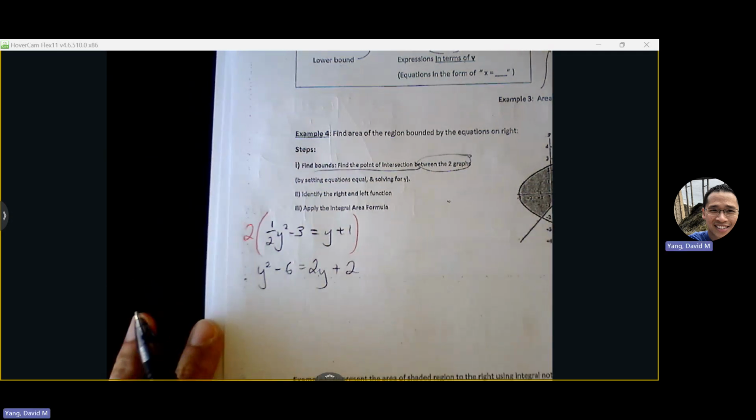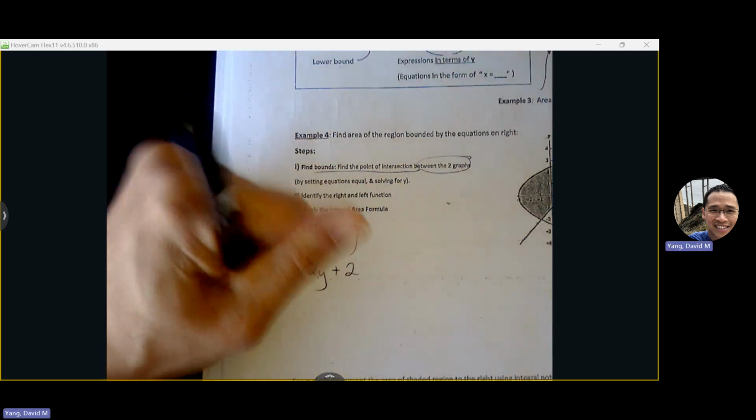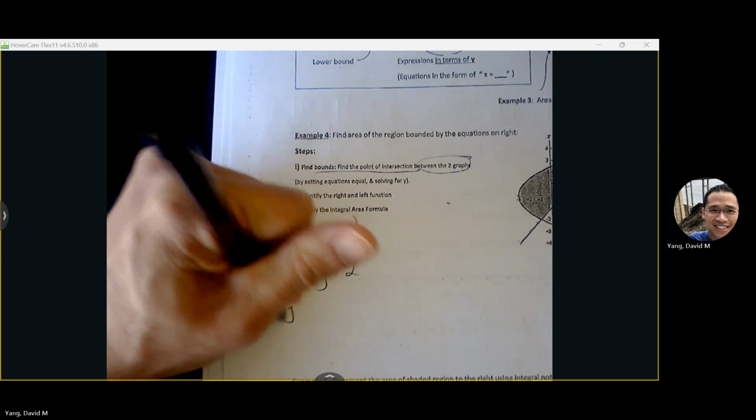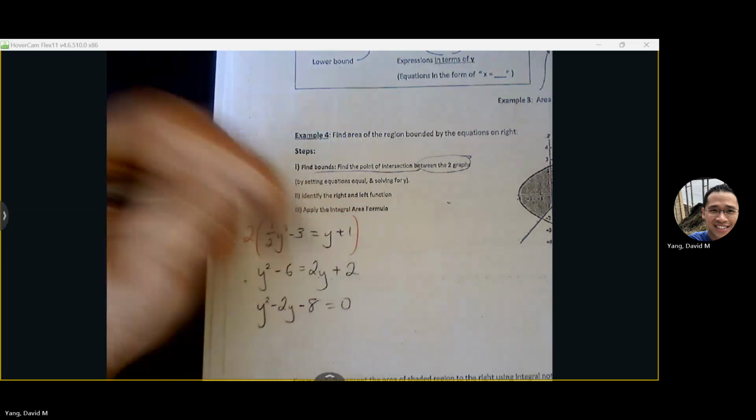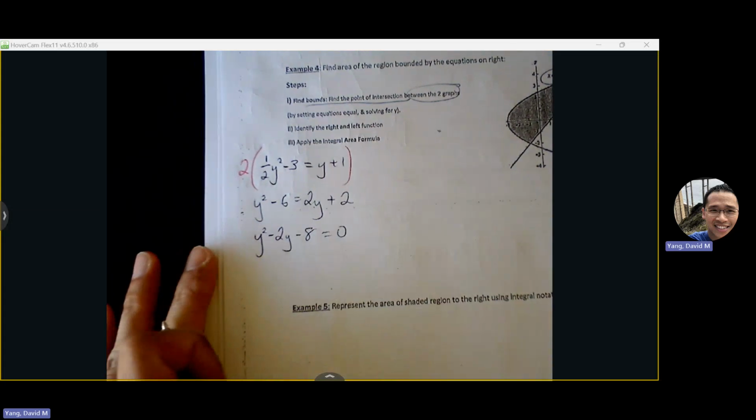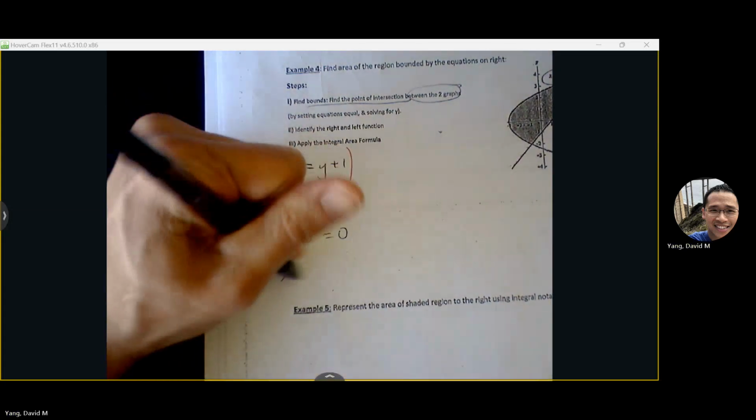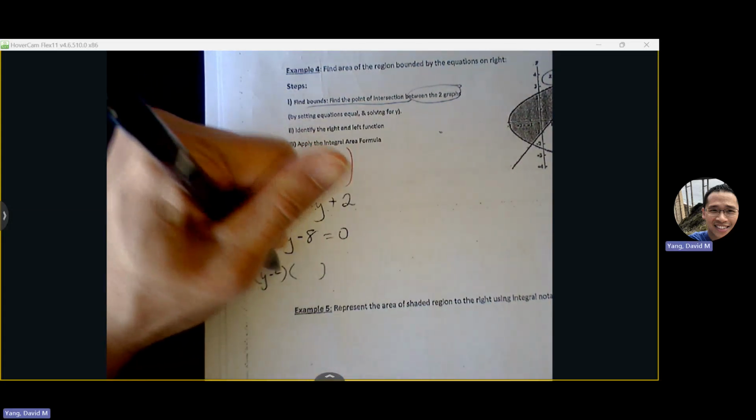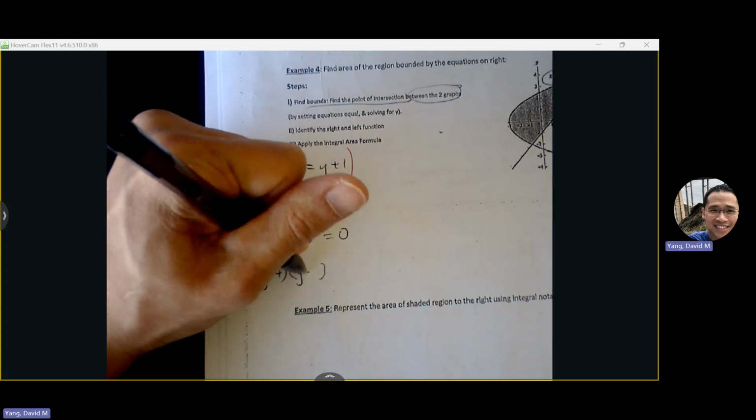All right, so we want to factor. So let's bring everything over to the left side. Go through our factoring steps. Multiplies to be -8, adds up to be -2: y minus 4, y plus 2.